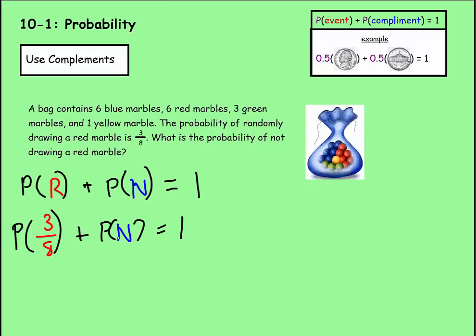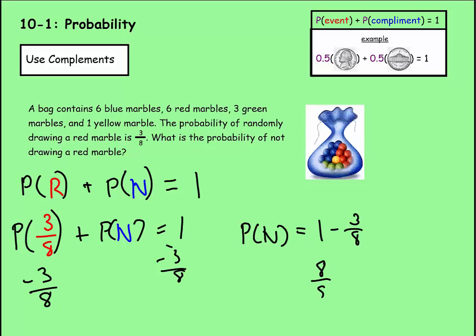So if we get the probability of not getting a red marble by itself, we could solve for it, meaning that we could subtract the 3/8 from both sides. So the probability of not getting a red marble equals 1 minus 3/8. 1 is the same thing as 8 over 8. So 8 over 8 minus 3/8 equals 5/8. So these would be the odds of not getting a red marble.